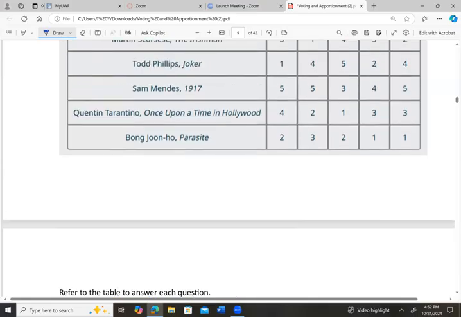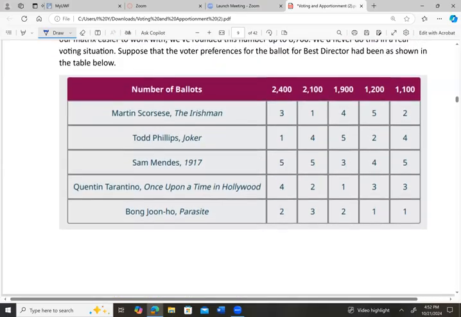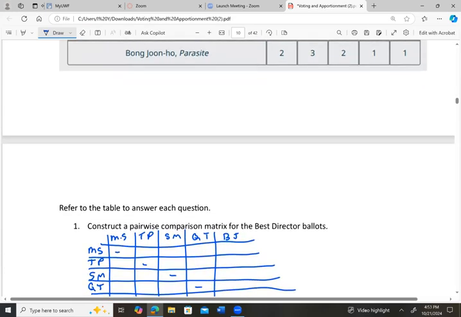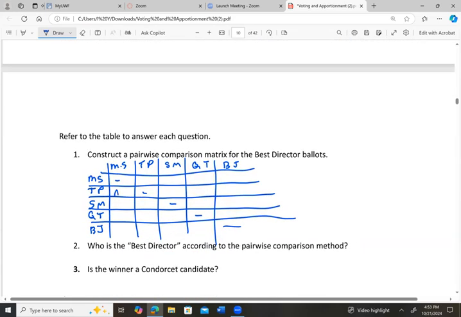I'll do a couple of these and then I'll just put the winners. I'm looking at Martin Scorsese and Todd Phillips. So here Todd is better, here Martin is better, here Martin is better, here Todd is better, here Martin is better. So who is preferred over the other by more people? And in this case, it's Martin Scorsese. So the way I would write this is just MS wins this. And of course, if there's a tie, I would just put tie.